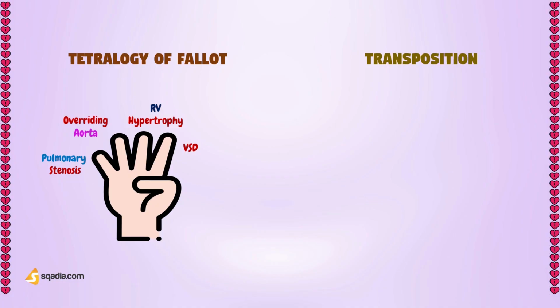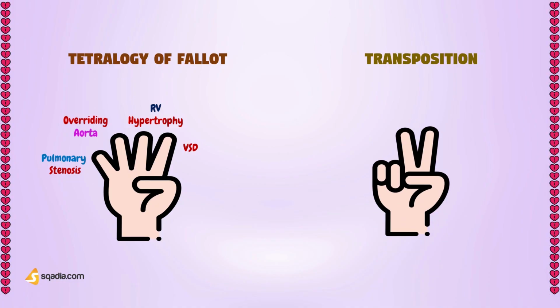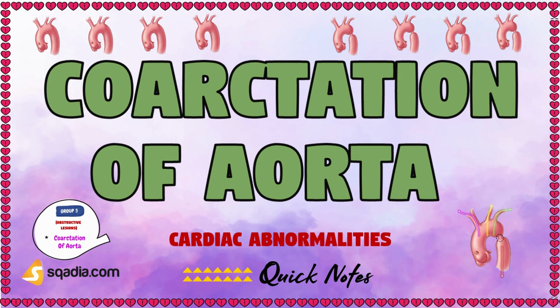But in transposition of great arteries, remember the 2 fingers of the hand. Normally, the pulmonary artery arises from the right ventricle, and the aorta arises from the left ventricle. But due to transposition of great arteries, the pulmonary artery arises from the left ventricle, and the aorta arises from the right ventricle. So, this was all. In our next video, we will talk about the third group of cardiac abnormality, which is obstructive lesions, and that includes coarctation of the aorta.